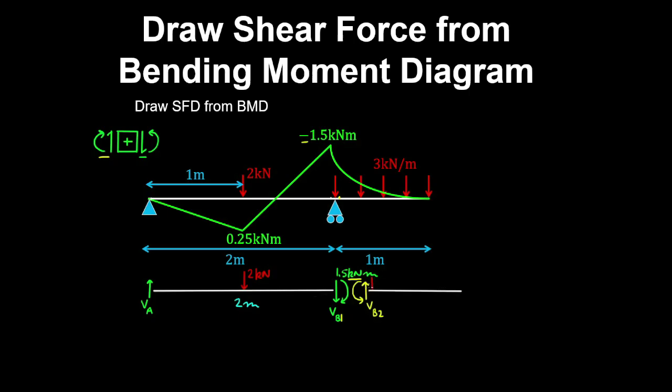And this segment also has a uniformly distributed load acting on it, which has a magnitude of 3 kN per meter. And the segment has a length of 1 meter.